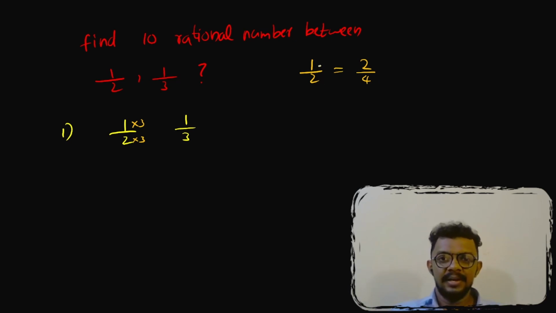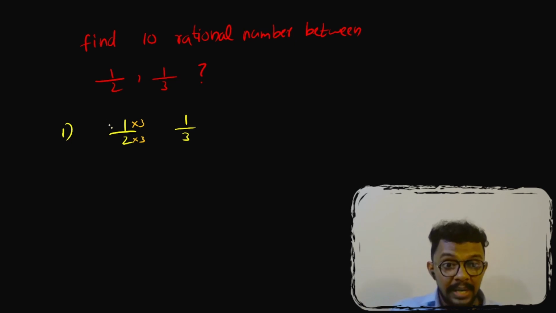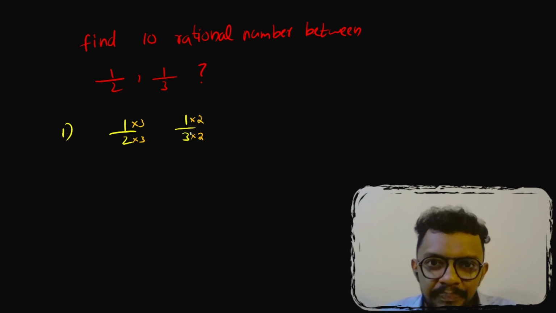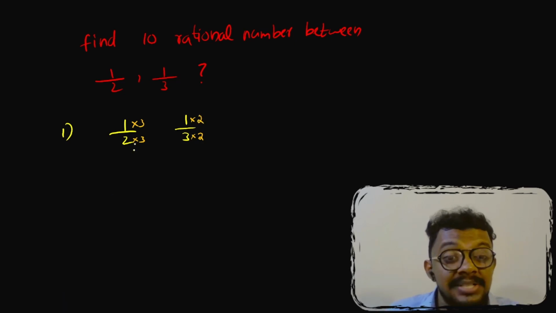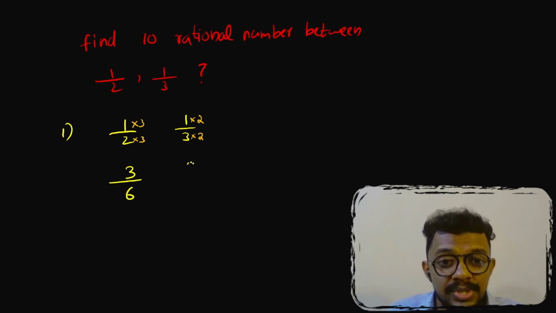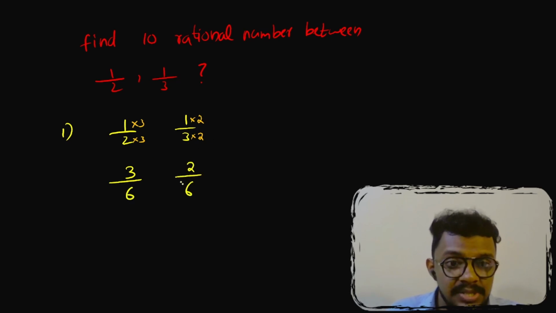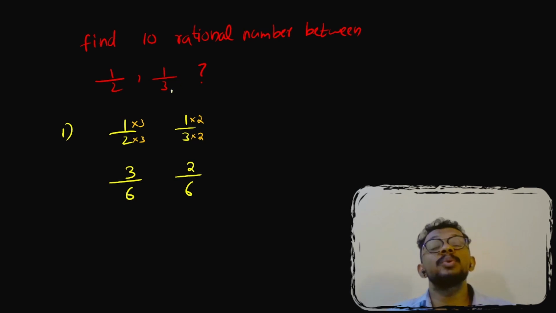Now, 1 by 2 I can convert by multiplying 3 in the numerator as well as the denominator. For 1 by 3, in order to make 3 into 6, I have to multiply by 2, and the same 2 in the numerator. Now 1 into 3 is 3, 2 into 3 is 6. For the second number, 1 into 2 is 2, 3 into 2 is 6. So the numbers 1 by 2 and 1 by 3 are the same as 3 by 6 and 2 by 6.